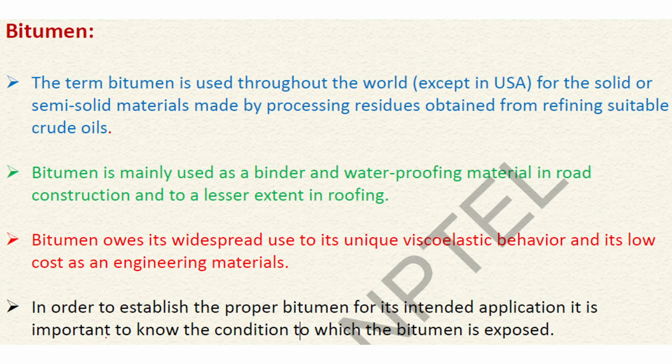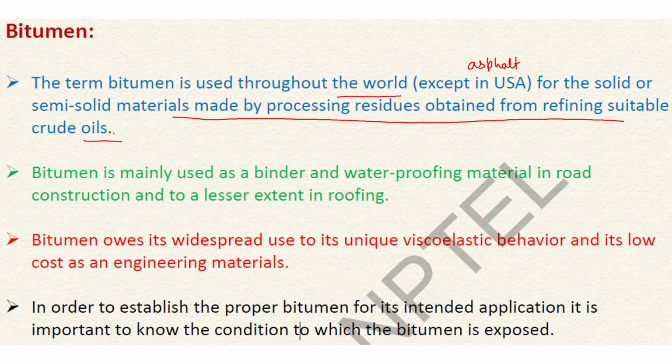The next product which we get from the crude oil is bitumen. The term bitumen is used throughout the world, except in the USA where asphalt is used instead of bitumen for the solid or semi-solid materials made by processing residues obtained from refining suitable crude oil. Bitumen is mainly obtained from the residues of the distillation units: the bottoms from the atmospheric distillation unit and vacuum distillation unit, and moreover the bottoms of different secondary units, that is, hydrocracking, catalytic cracking, reforming, etc.